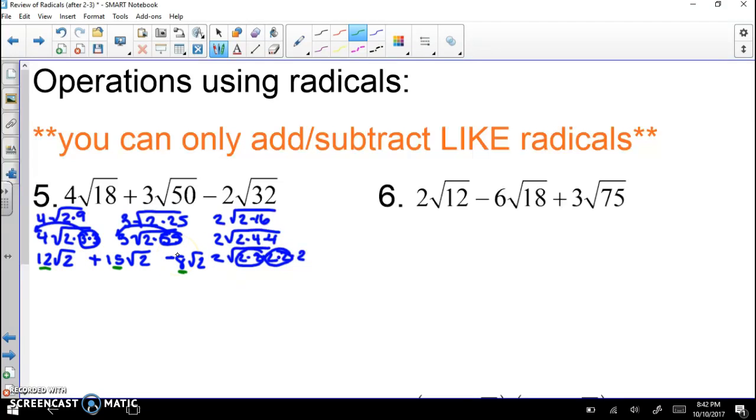From here, if we now look at each of the radicals, we can see that they're all dealing with the square root of 2. Now, when we go to add our like radicals, just like variables, we're only adding their coefficients. So we're adding from the left towards the right. 12 plus 15 is 27. 27 minus 8 leaves us with 19. We leave the radical as is, just like we would any variable. So your final answer for this would be 19 square root of 2.